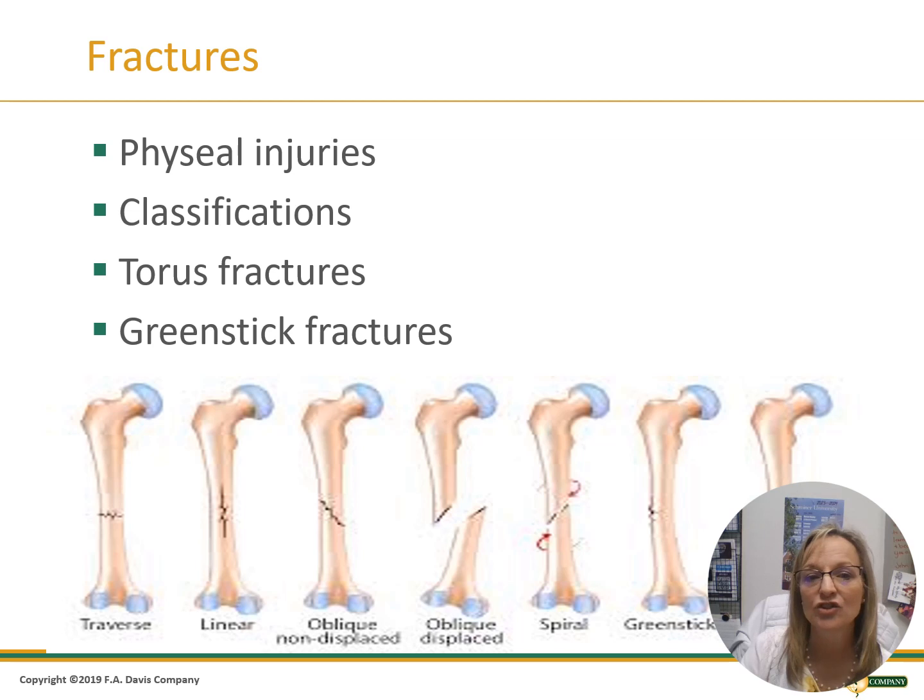If the injury is more than 24 hours old, it will be casted immediately. However, newer injuries are splinted for about 5 to 7 days before casting. And again, that's to let all the swelling get out of there and see where everything is going to end up.